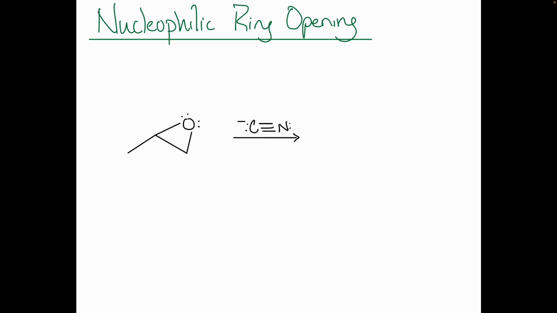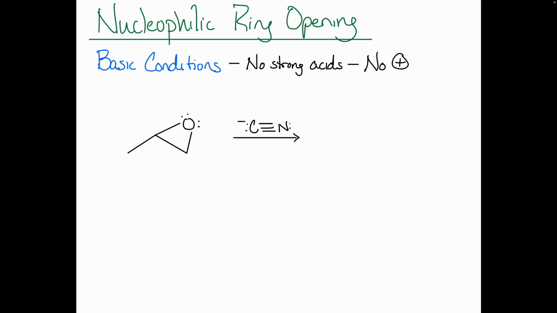Acidic or basic conditions? So this is basic conditions. How can I tell it's basic conditions? That negative charge. All right, under basic conditions here, remember that means no strong acids. And what we're going to see is that we shouldn't have any positive charges with our intermediates. But negative charges are allowed, so we can use our good, strong nucleophiles under basic conditions here.